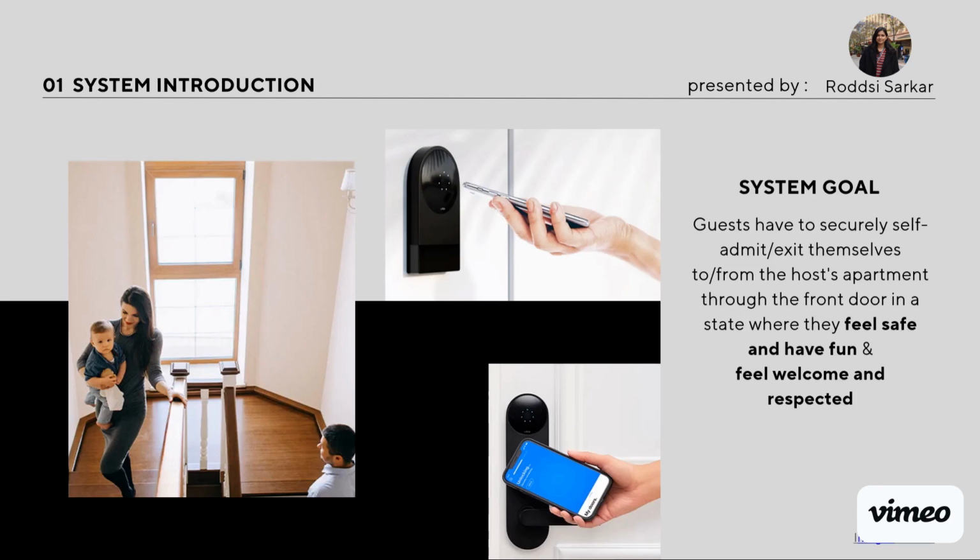Coming to the system introduction, our goals for the system are twofold. That is, we want the guests to securely self-admit themselves to the host's apartment through the front door. Firstly, in a state where they feel safe and have fun, because we are aiming at maintaining emotional well-being and safety standards. And second, we as hosts want the guests or visitors to feel welcome and respected. Now, this second goal will help the guest seamlessly access the host residence with minimum intervention and challenges.